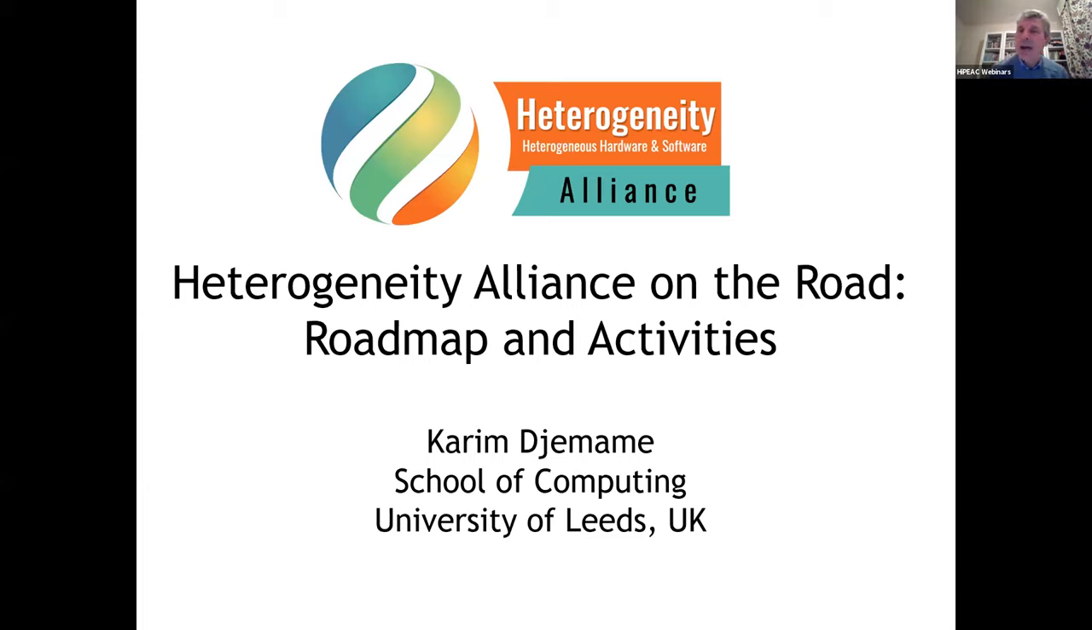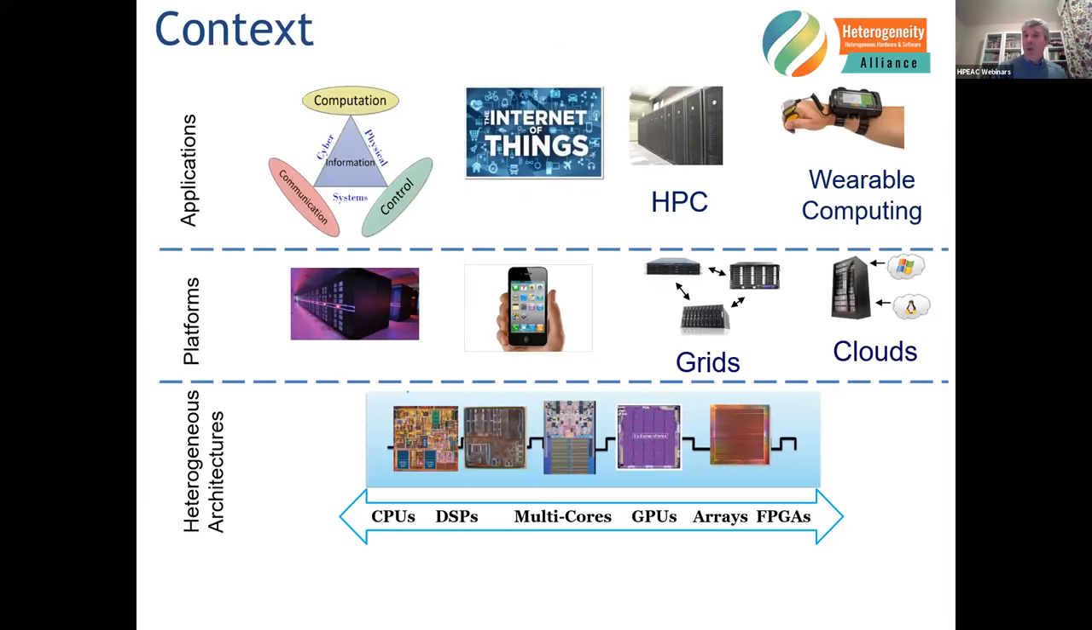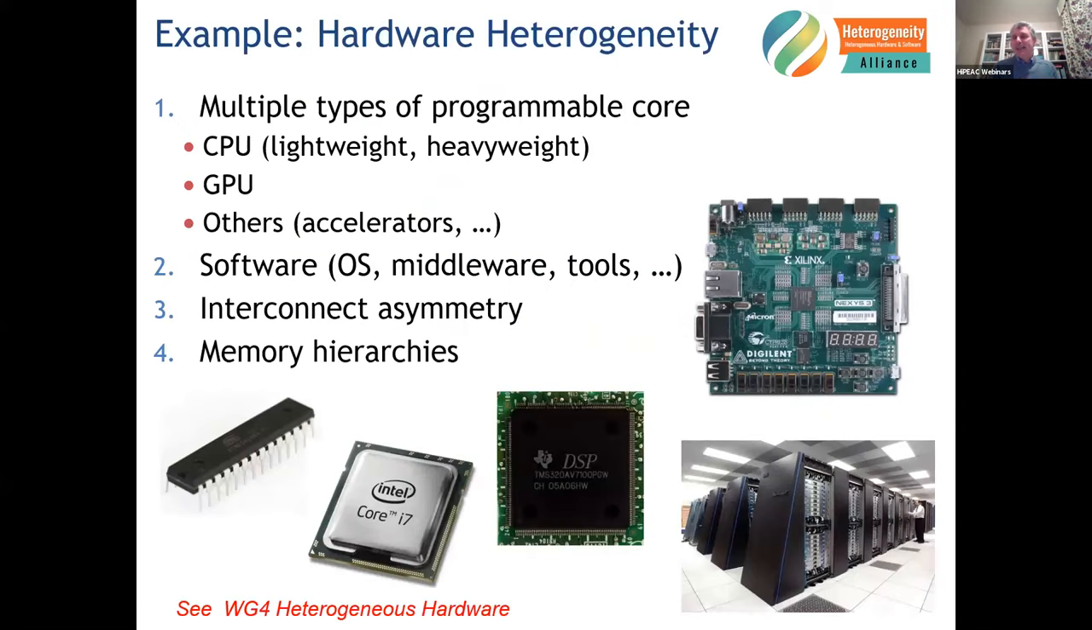So we are running this workshop in HiPEAC on a yearly basis, but it will certainly be important to see more colleagues involved in the research we do. The important thing: we would like to simplify and optimize heterogeneity. The website of the alliance can tell you a little bit more about what we do. We take this approach where heterogeneity could be everywhere, from the application, from the platform, from the hardware. Take a simple hardware component and ask: is this a CPU, a GPU, an accelerator, an FPGA? What about the software itself: operating system, middleware, tools, the interconnect asymmetry, the memory hierarchies? Anything along the heterogeneity is of interest to the alliance.